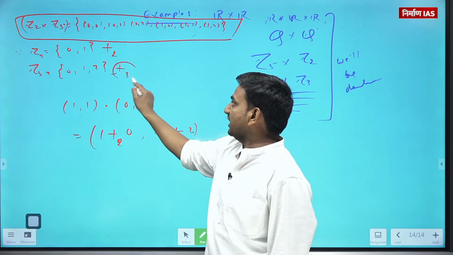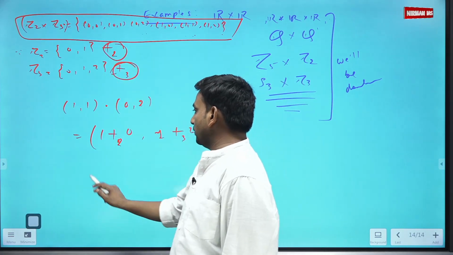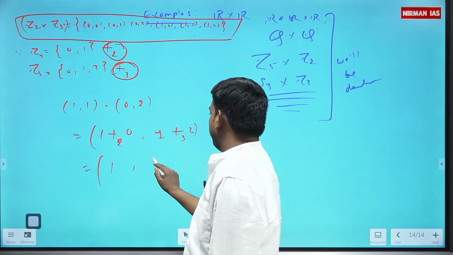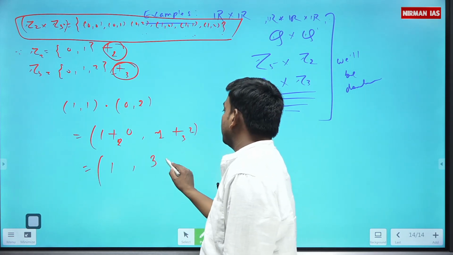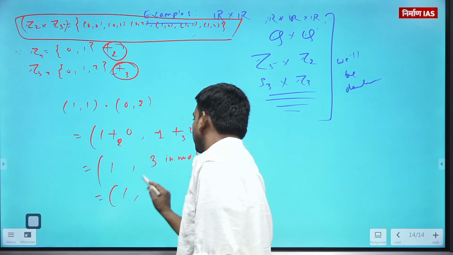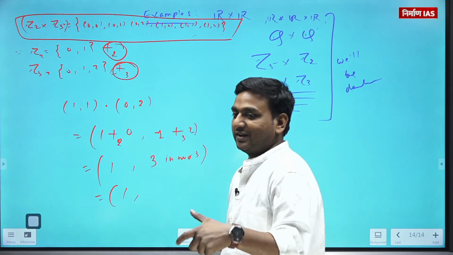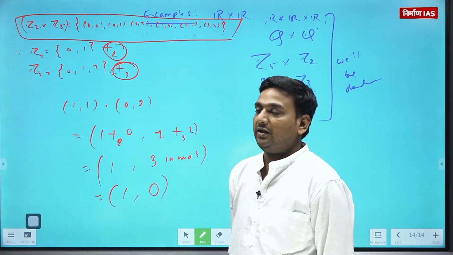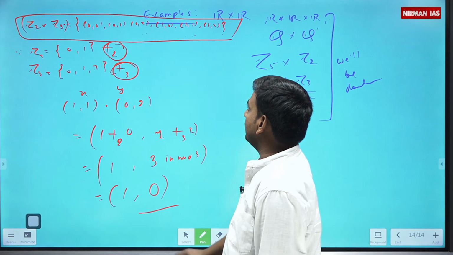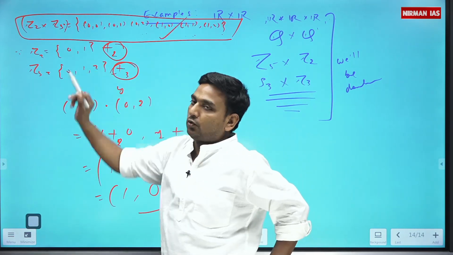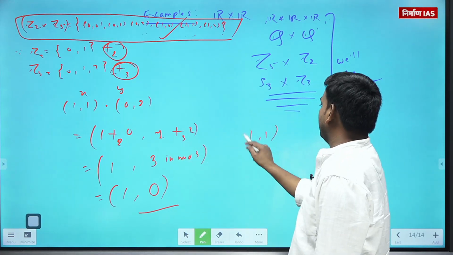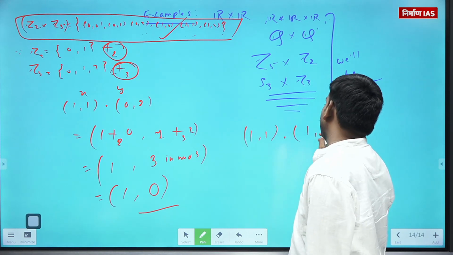So what is the second composition? Addition modulo 3. This is addition modulo 2. So this is 1 plus 0 in modulo 2, 1 only. 1 plus 2, 3, in modulo 3. So it will ultimately come out as 0. 3 mod 3 is 0 only. So the composition of (1,1) and (0,2) is the element (1,0), again in Z2 cross Z3. That clear? Somebody says, sir, what is (1,1) composition (1,1)?